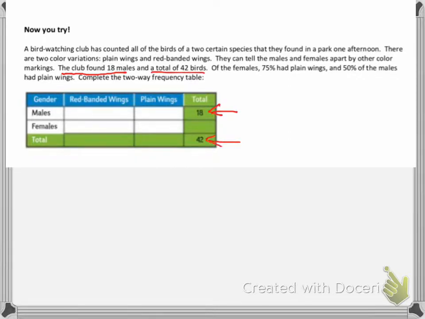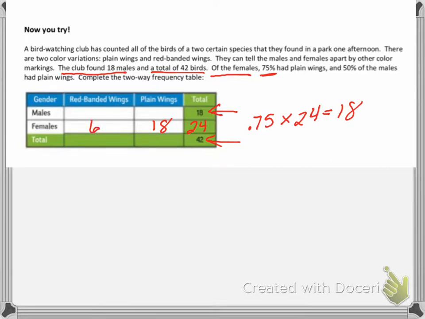Okay, so immediately I stop. I can find the difference between the 18 and 42. And I can find out that there's 24 females. So then it goes on to say, of the females, 75% of them, so 0.75 times 24, have plain wings. And that comes out to be 18. So I put 18 here. So then I can figure out that the rest of them, which is a total of 6, have red.